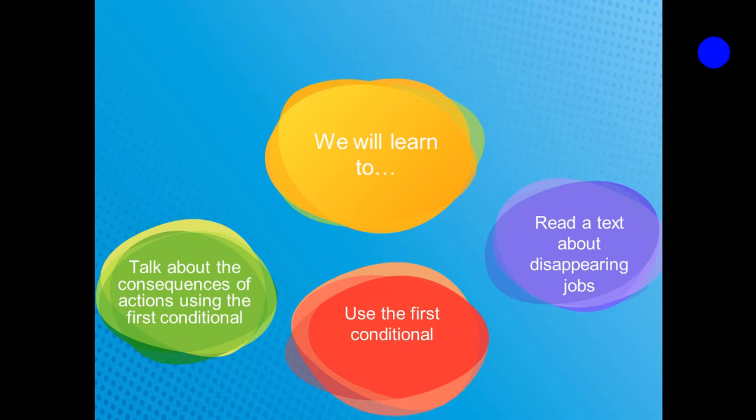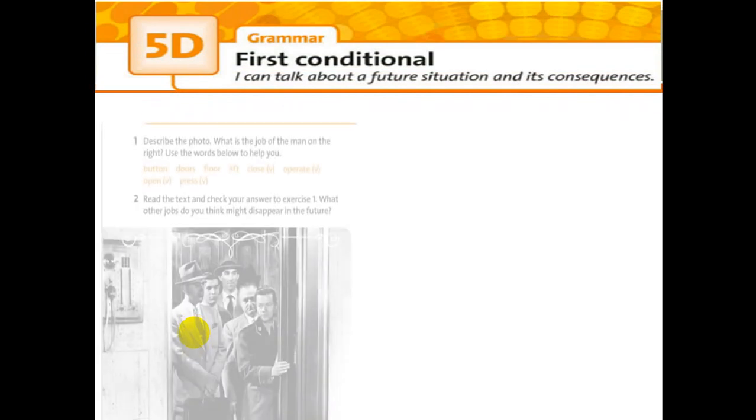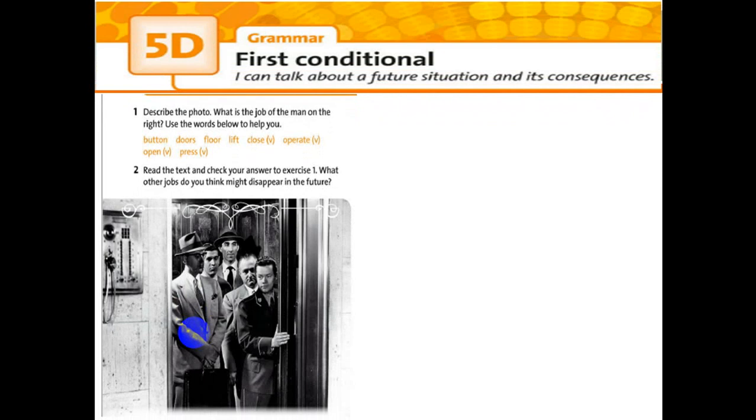Today we will learn to read a text about disappearing jobs, use the first conditional, and talk about the consequences of actions using the first conditional. Okay? So, let's get started. The first conditional. I can talk about a future situation and its consequences.